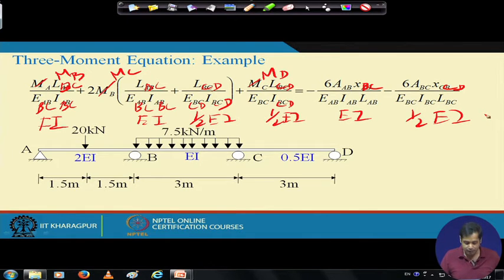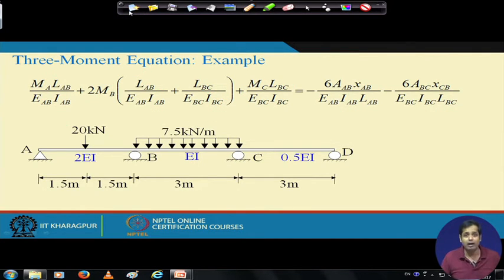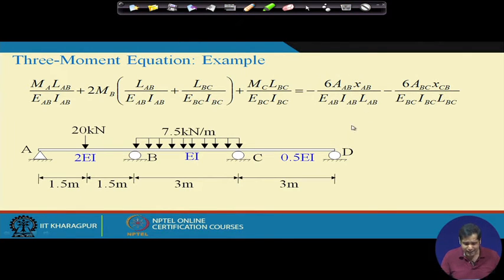You apply the equations, solve the equations, and then get the unknowns, and then finally draw the free body diagram of different parts and apply the equilibrium condition to get the unknowns. Okay. So, this is the procedure when the flexural rigidity of different members are different. Okay. Now, next take another example.